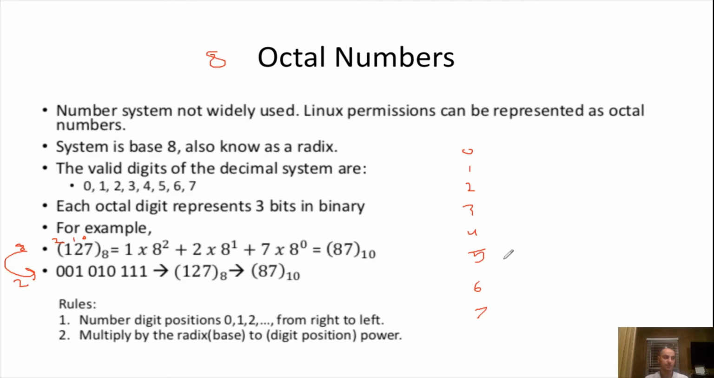So what are these numbers in binary? If I put 0, and I'm gonna put all of them in 3 digits. So 0 is gonna be 0, 0, 0. 1 is gonna be 0, 0, 1. 2 is going to be 0, 1, 0. 3 is gonna be 0, 1, 1. 4 is 1, 0, 0. 5 is 1, 0, 1. 6 is 1, 1, 0. And 7 is 1, 1, 1. So this is octal, and this is binary.